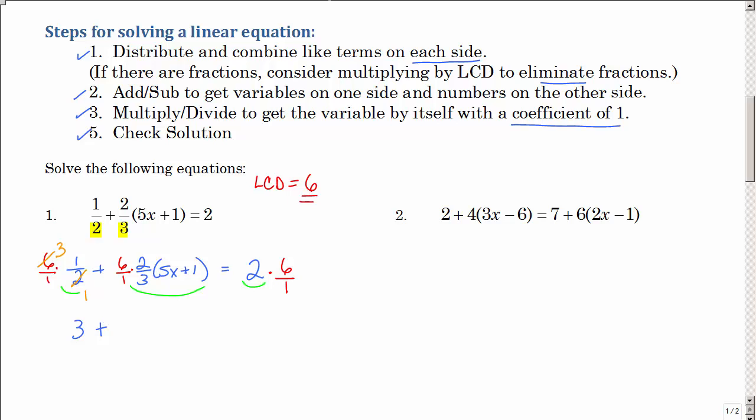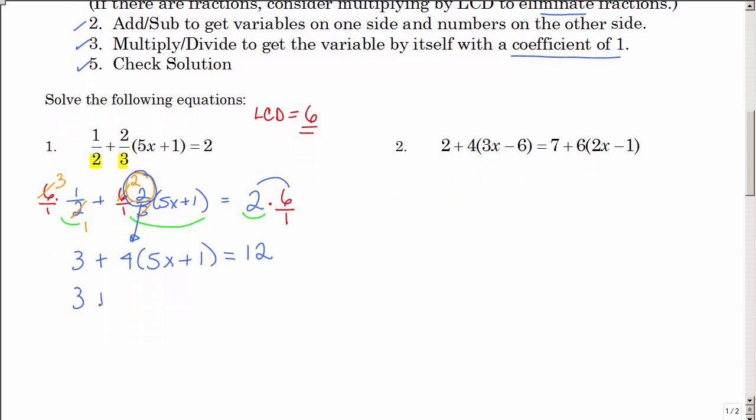Are you listening? Be careful, don't try to do too many steps at one time. 3 goes into 6 2 times. I'm going to multiply 2 times 2 and get 4, and keep the parentheses just as they are. You're going to multiply that together and get the 4, and then the next step we will distribute. Then I have 2 times 6, which is 12. All right, so I have 3 plus 20x plus 4 equals 12. Add like terms, 20x plus 7. Get the x by itself, so I'm going to subtract 7.